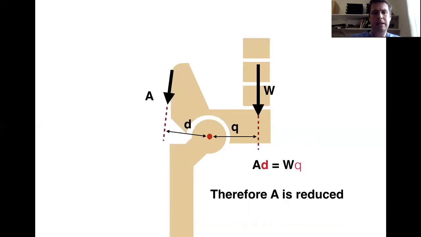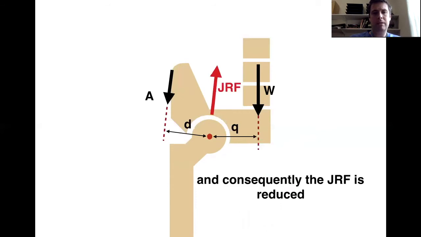Well, because D has increased and because Q has reduced, the force required by the abductors to maintain rotational equilibrium is in fact reduced. So the result is that reduction in the vertical component of the abductor muscle force also results in a reduction in the joint reaction force. So even though the body weight remains unchanged, there is still a reduction in the joint reaction force because the force required by the abductor muscles to maintain rotational equilibrium has been reduced.